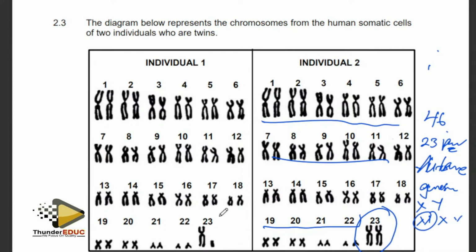The chromosomes here are not of the same size. I see the same size and shape here, while here they are also the same size and shape. So it means that this is X and X, while this is X and Y. Remember, we say that X is longer than Y. That's why you find it happening like that.